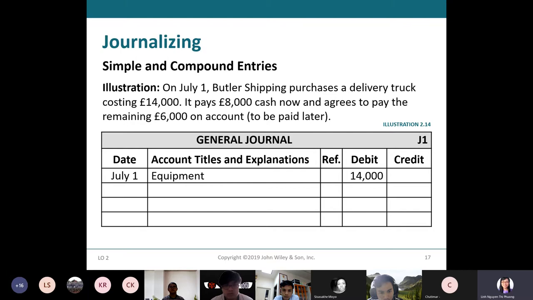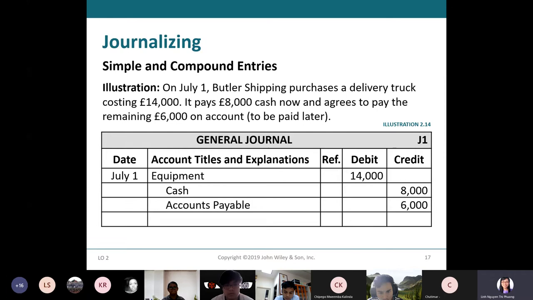What do we credit? Anyone know? Credit 8,000 cash and credit 6,000 on accounts payable. Okay, good, very good. We credit 8,000 cash and accounts payable 6,000. Why? It's because we pay money, right? So cash decreases. Cash is an asset, and when assets decrease, we credit.